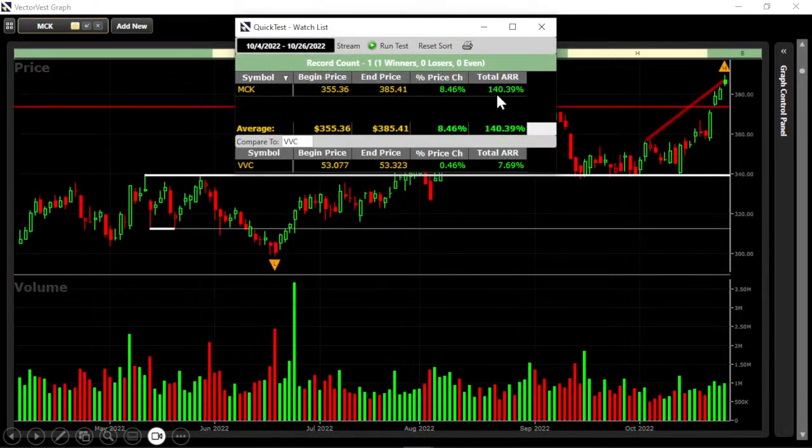Okay, how big is that 8% return in a couple weeks? That's annualized out at 140%. I'm not saying you're going to make 140% all the time, every year. Very unlikely, but this just compares apples to apples. Very large gain in a very short period of time.